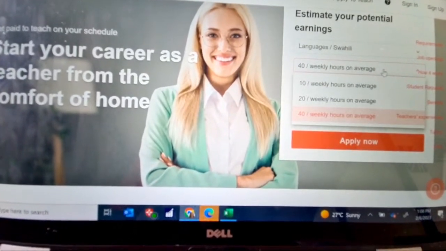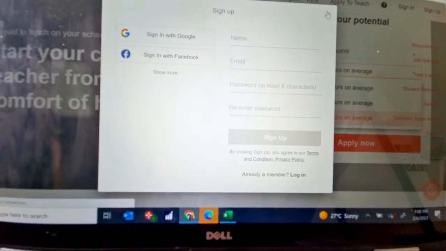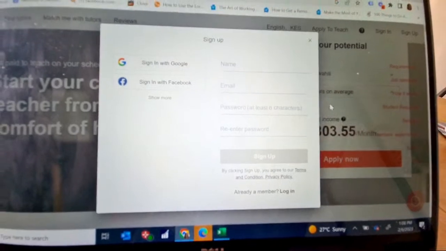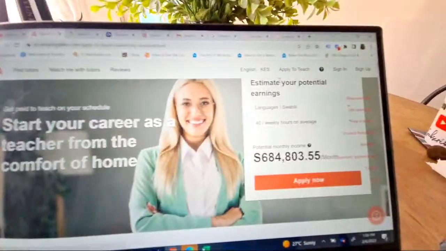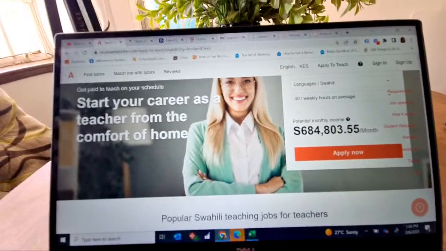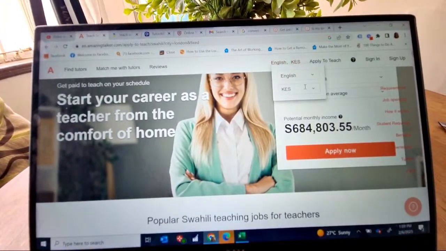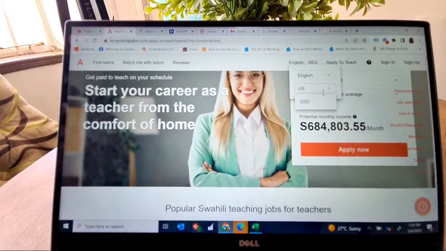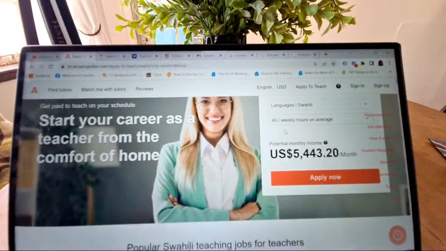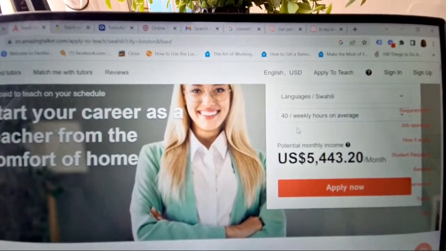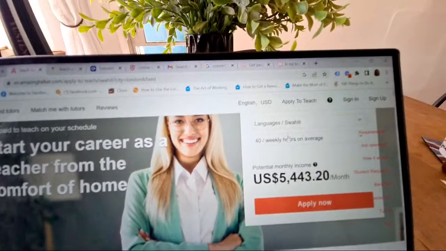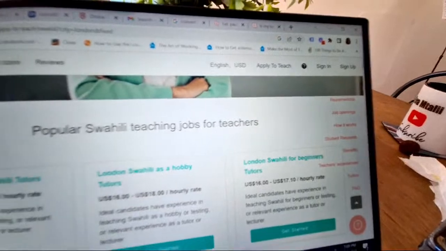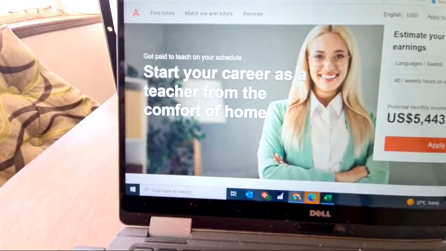If you're teaching, let's say 10 hours, oh, come on. I don't think it's gonna let me. I need to sign up and log in. Anyway, let me try and change the currency then, if it's gonna allow me USD, so that other people can see it. So in USD, you can make up to 5,000 a month if you're teaching Kiswahili, okay? And then you get paid to teach on your schedule.